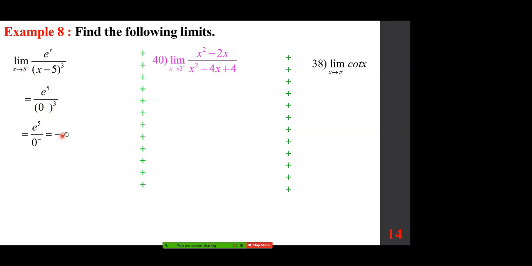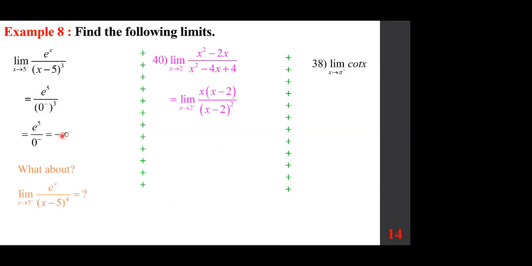However, we will look at the case where it's not. Actually, I'm interested in looking at this one first. So how about if we look at the same case where the exponent is an even number? So I hope you realize this becomes e to the power of 5, but this time is 0 from the right, and therefore is positive infinity. And that's the difference between these two.